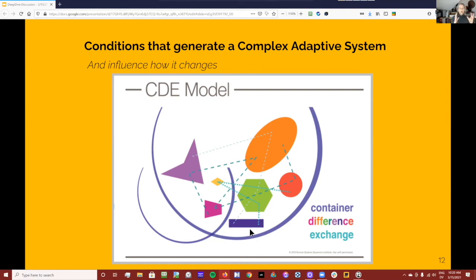If you don't have all three of those things, if you don't have something to hold the system together, and you don't have differences, which create the energy and the tension within the system, and you don't have exchanges, you're not going to have a complex adaptive system.